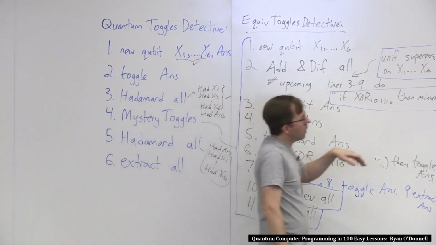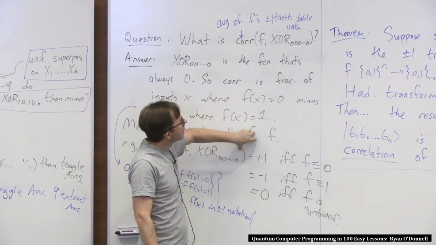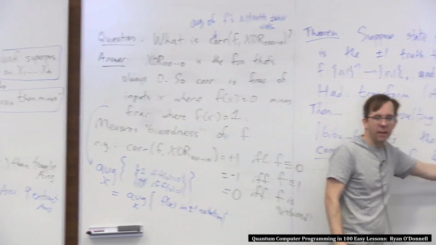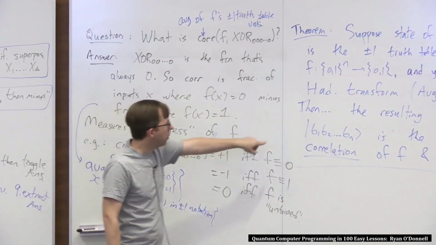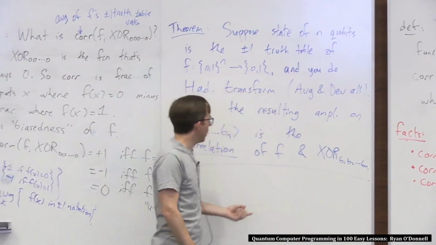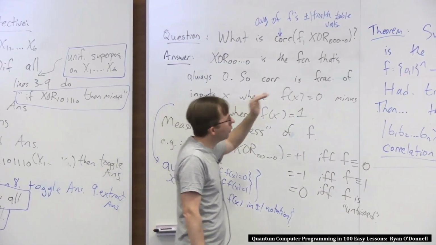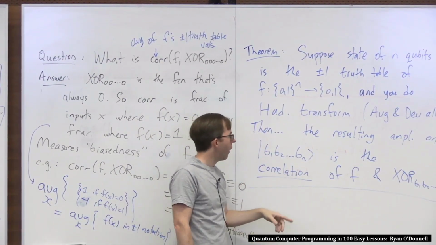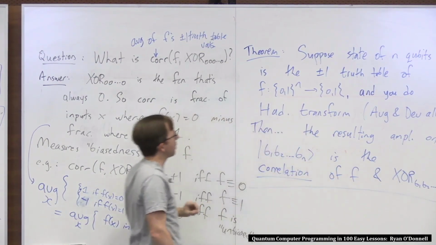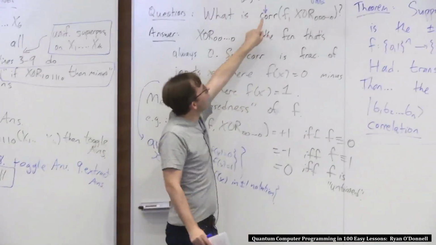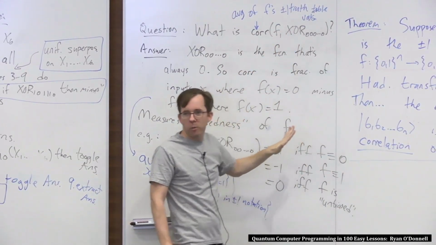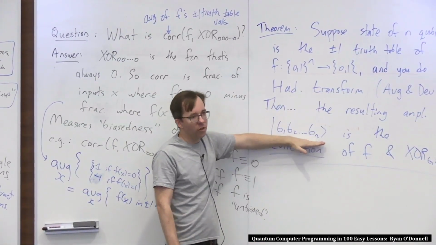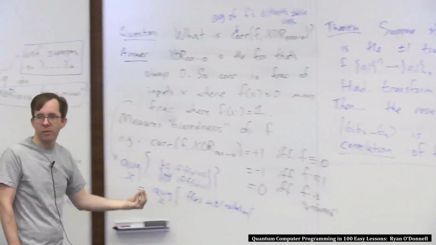And so that fact corresponds to this theorem in the special case where b1 through bn is all zeros. When you plug in that special case, it's saying if you load f's plus or minus truth table into the state, you do the Hadamard transform, and then you just look at the amplitude on all zeros, you get the correlation of f with the XOR sub all zeros. In other words, you get the average of f's plus or minus 1 truth table values. And that's exactly what we proved last time in lecture 8. That was the special case we proved last time about the Hadamard transform. The correlation on all zeros is the average of the plus or minus 1 truth table entries.